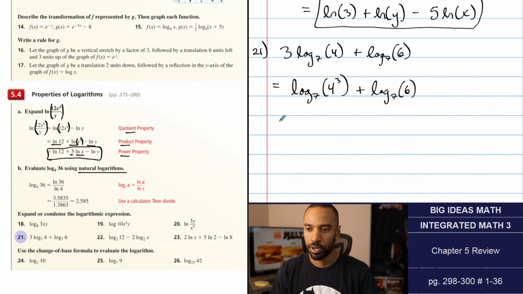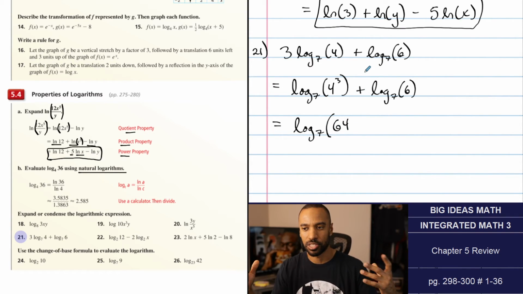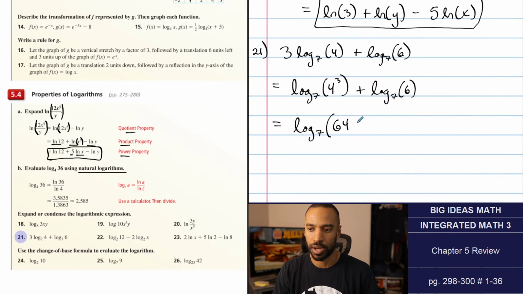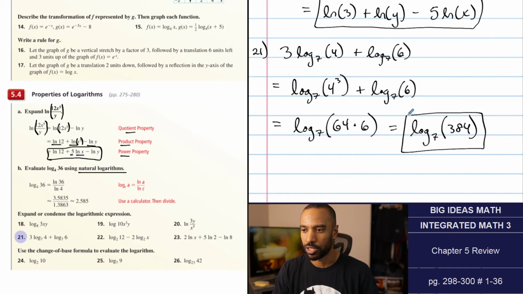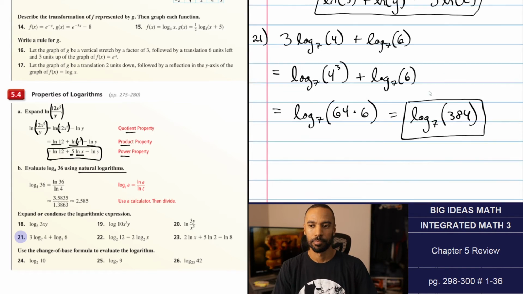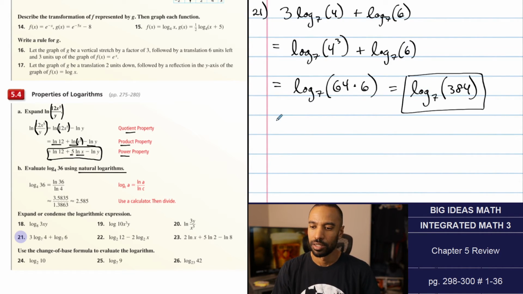So 4 cubed is 64. I'd love to turn that into a 64. And I'd love to write these now as one single log. As they're adding as separate logs, we will now write them as a single log, and the product of these two numbers here, 64 times 6. And of course, if there's any evaluation to be had, let's go for it. 64 times 6 is 384. So log base 7 of 384, not a clean number. We're going to leave it like that. There's the condensing of that problem.